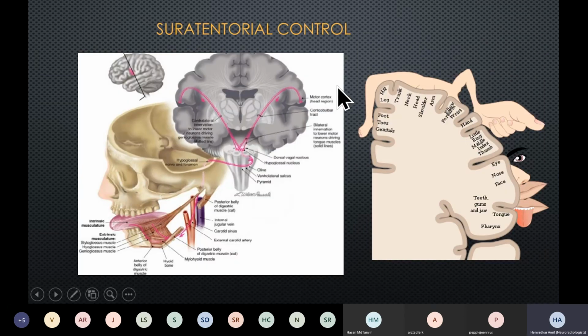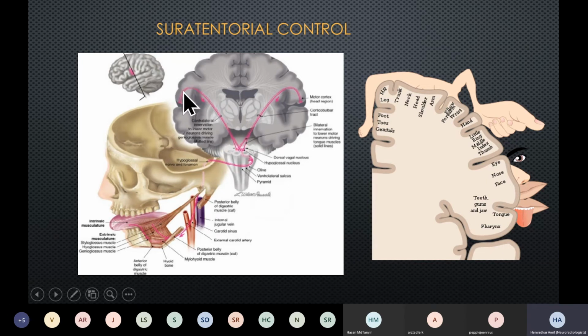We didn't really discuss the supratentorial control of the vagus and the glossopharyngeal nerve, because the control is derived from multiple areas. But for the hypoglossal nerve, you know that the tongue is represented on this homunculus on a very special area, which is on the inferior frontal lobule, very close to the operculum of the frontal lobe, adjacent to the sylvian fissure over here.